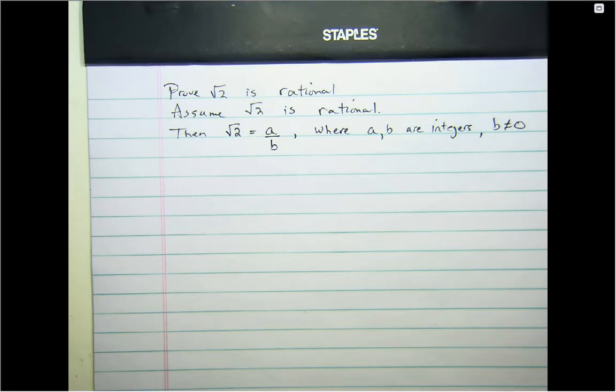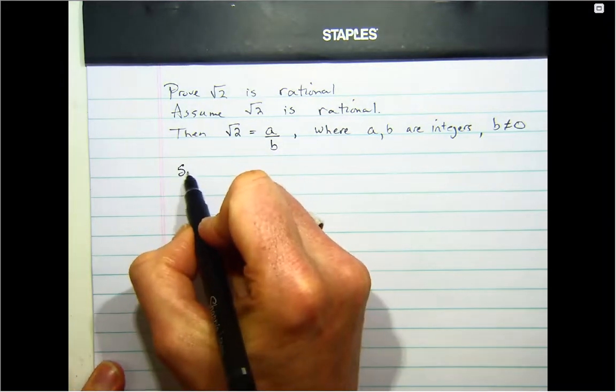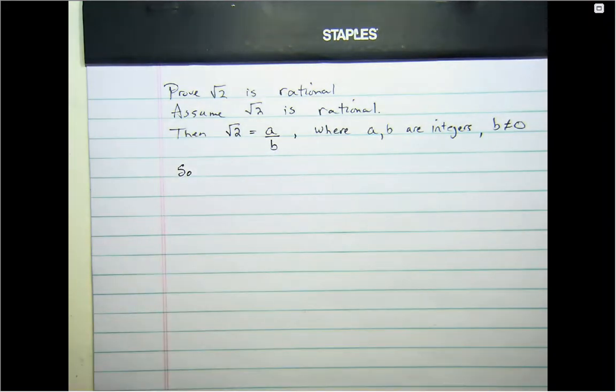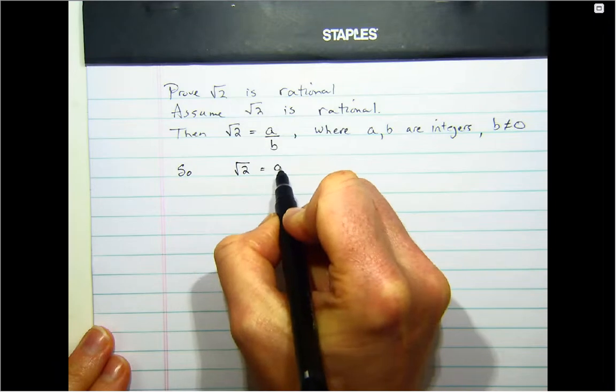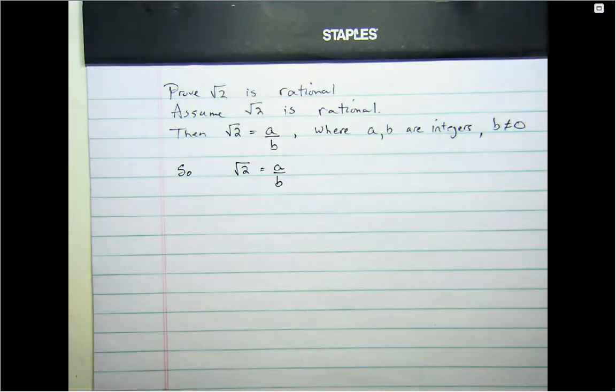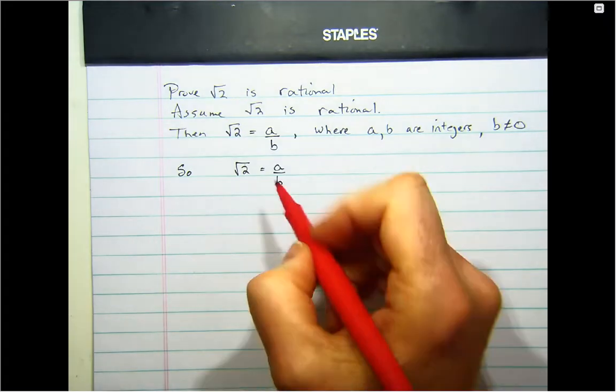So if the square root of 2 is a rational number, we can write it as a fraction. Then we can do a little algebra with this. So that's why we have the algebra review. This is the most algebra we do through the whole semester. So let's take the square root of 2, which is equal to a divided by b, and we'll multiply both sides of the equation by b so that we don't have that fraction anymore.